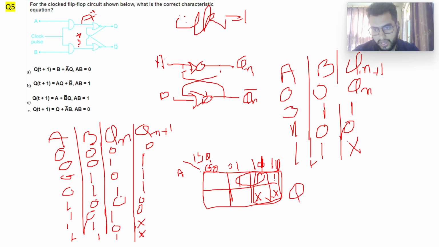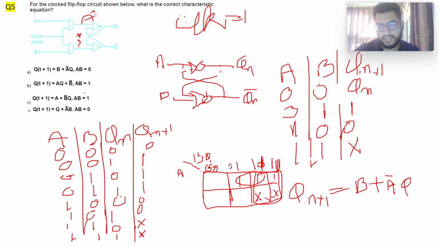So your Qn plus 1, that is simply Q of t plus 1, will be equal to the term coming out from this quad, that is B, and the term coming out from this pair, that is A bar Q. So your characteristic equation is Q of n plus 1 equals B plus A bar Q.